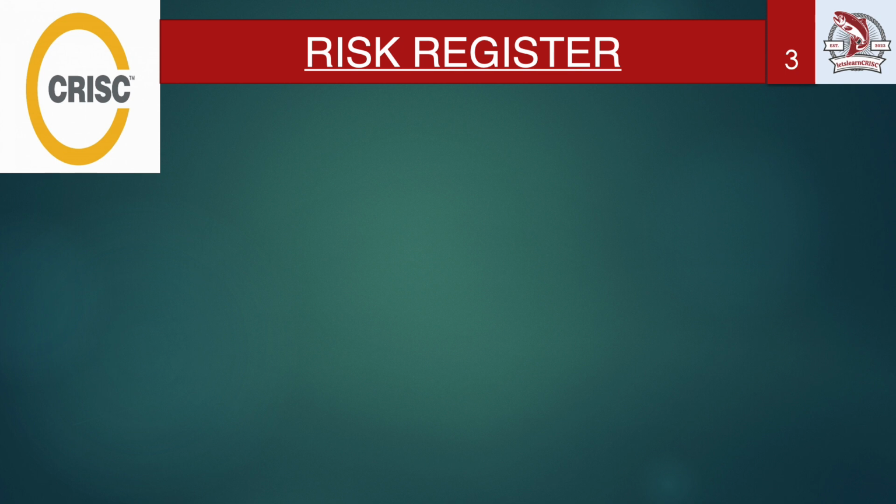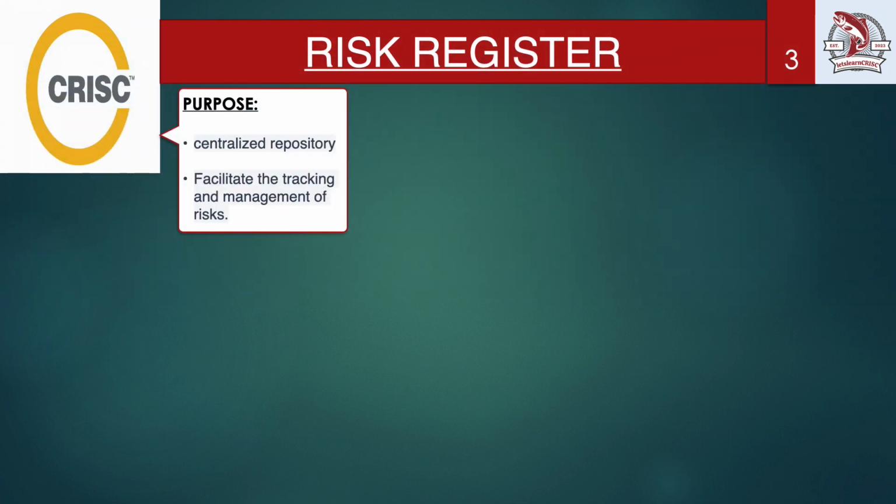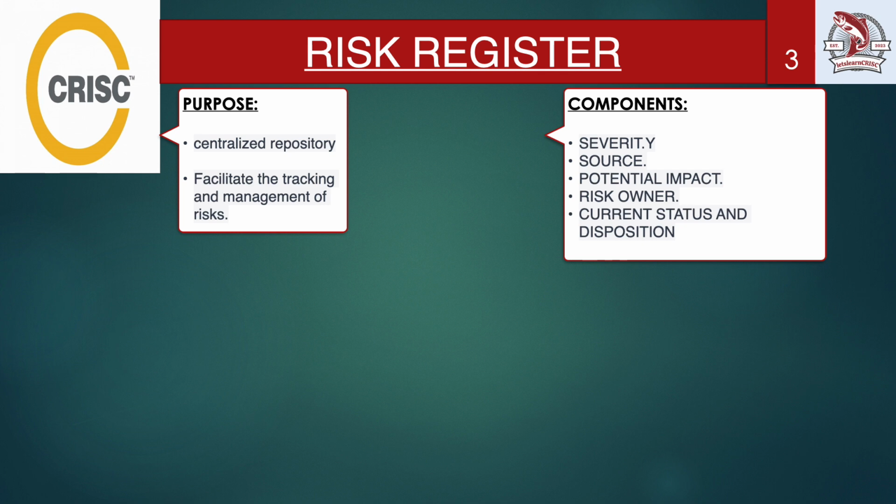Friends, the risk register serves as a centralized repository for collecting and organizing information about the various risks that an enterprise might face. Its main purpose is to facilitate the tracking and management of the risk. Similarly, components. Friends, entries in the risk register contain several key pieces of information.